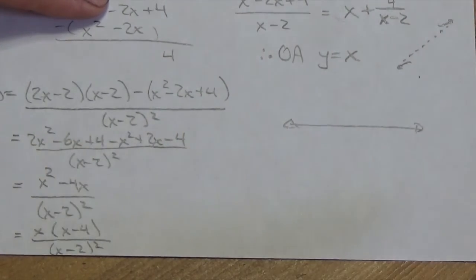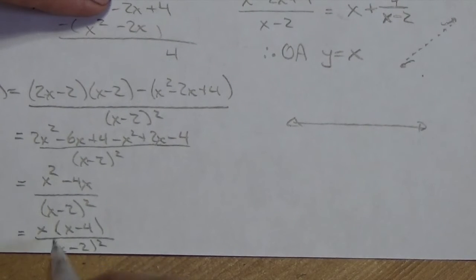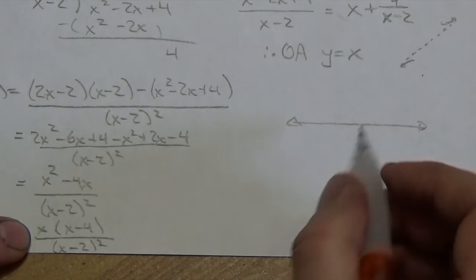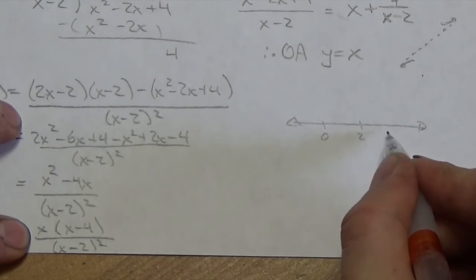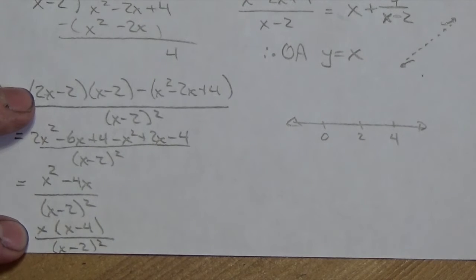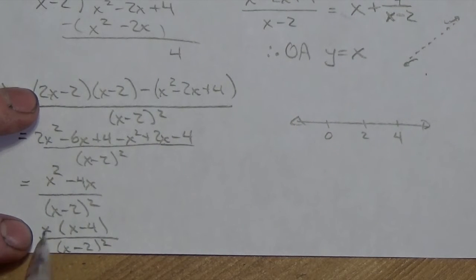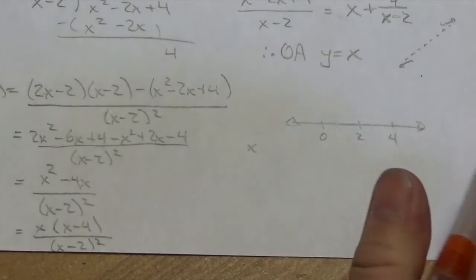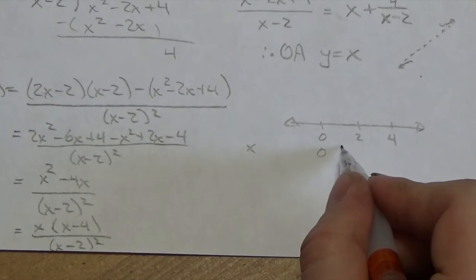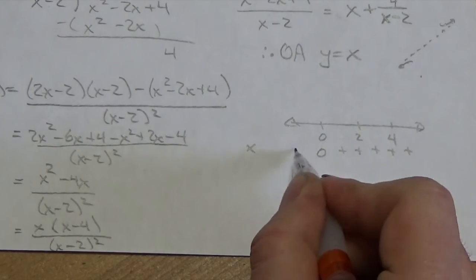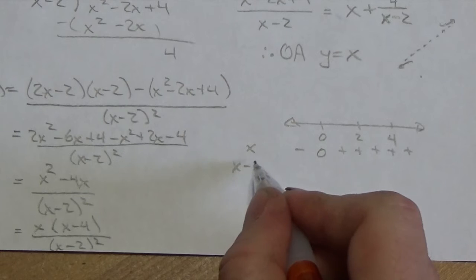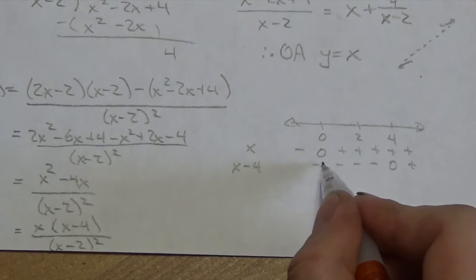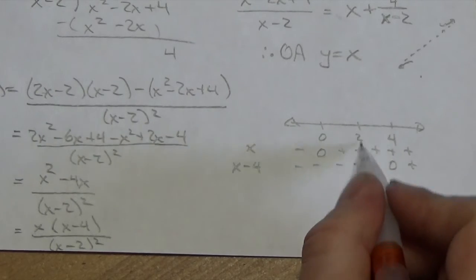I'm going to use my little chart over here to investigate how this is behaving. I know there's going to be an issue at 0, 2, and 4. Those are all of the places where my pieces have issues. So let's start with x. And again, all I'm interested in is signs. So it's going to be 0 here, positive, positive, positive, positive, positive, and negative there. X minus 4 is going to be 0 here, positive here, negative, negative, negative, negative, negative in the intervals and at those numbers.